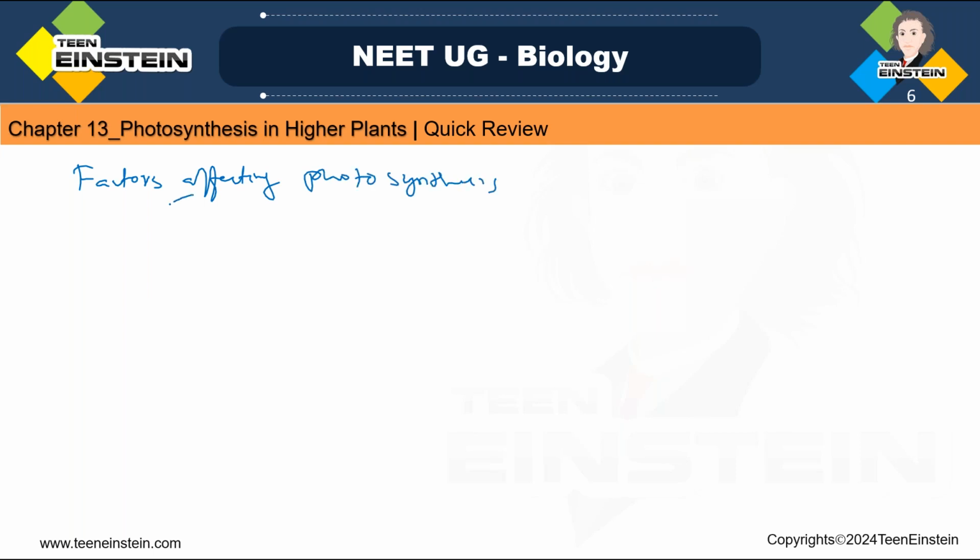Which are the factors affecting photosynthesis? So many factors are there, internal and external factors. External factors are light intensity. Initially the rate of photosynthesis increases with light intensity, but an extreme increase in light intensity may have some inhibitory effect on photosynthesis. Okay, when the light intensity increases, photosynthesis increases, but when it crosses the extreme level, some inhibitory effect may happen. Then carbon dioxide concentration.